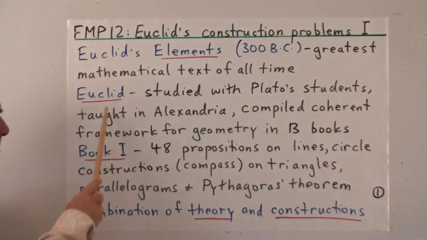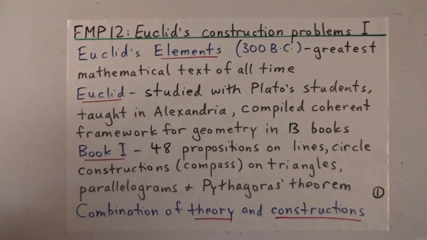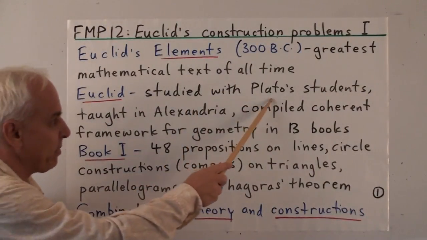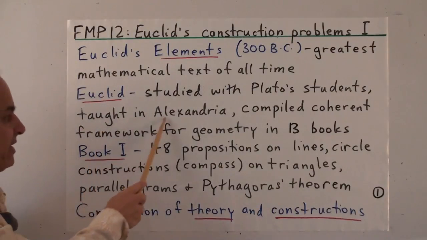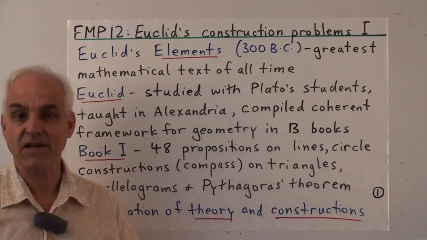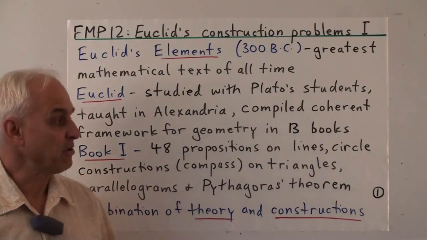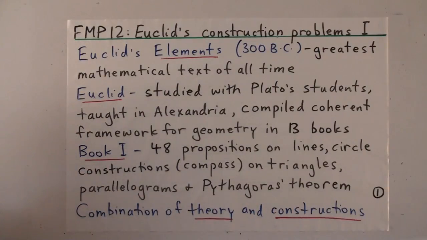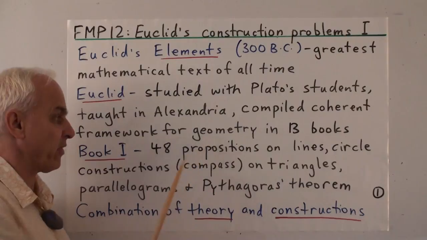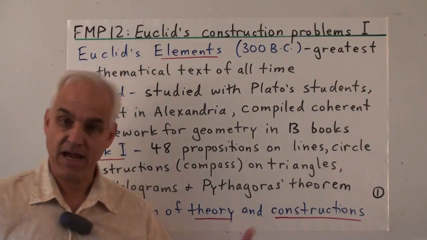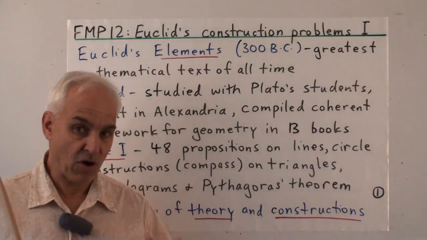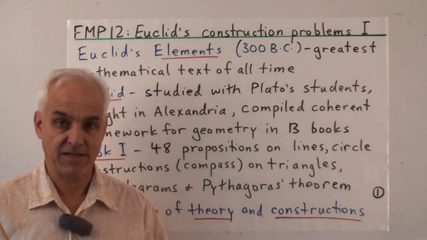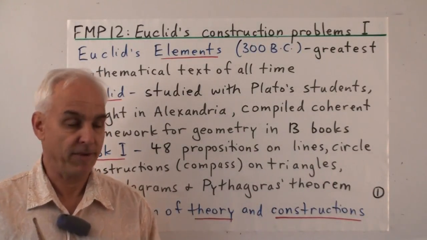So we don't know that much about Euclid. We know that he lived around this time, that he studied with Plato's students in Athens, that he taught in Alexandria, the famous center of learning in Egypt, established by Alexander the Great, that he compiled a coherent framework for geometry by putting together work of previous researchers together with his own insights and new developments.